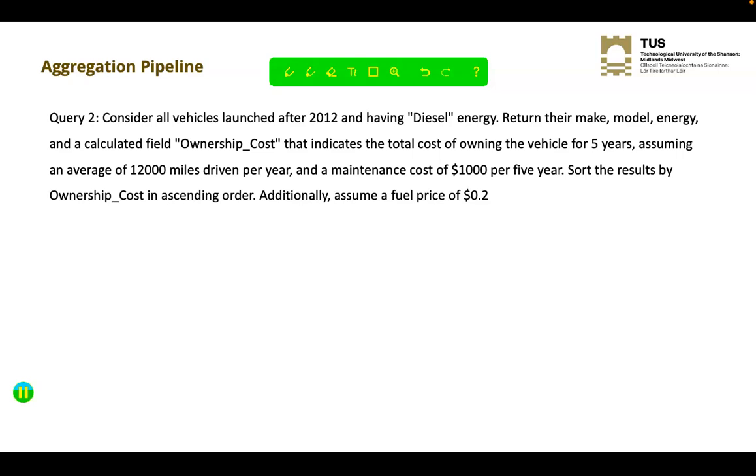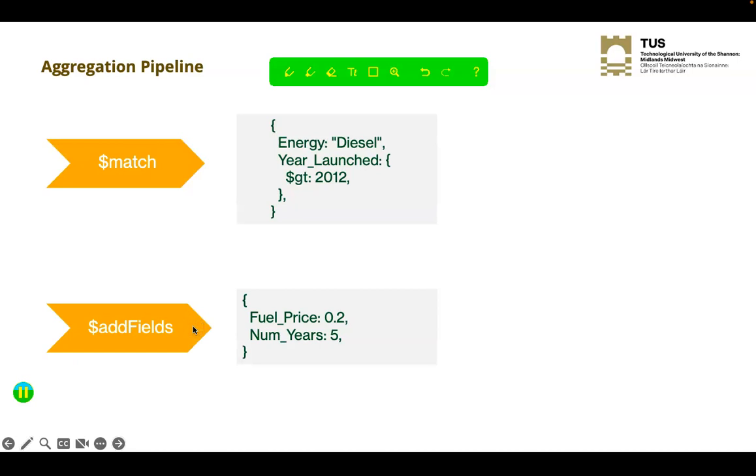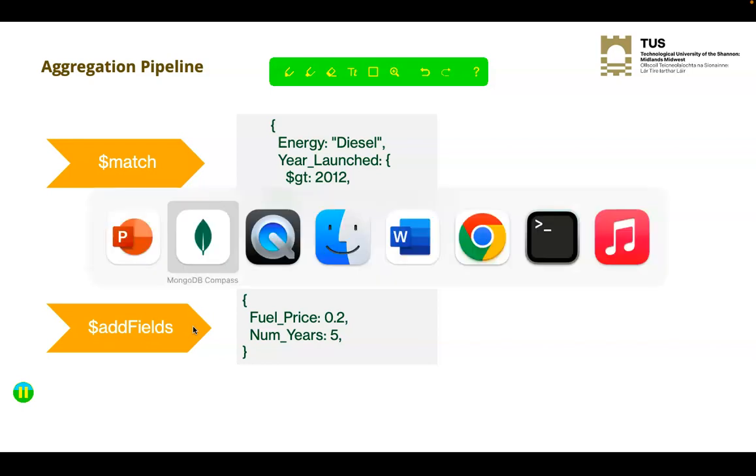As I already told in part 1 of my video, it is always a good habit to split the query into different stages when we are solving aggregation queries. So let's do it stage by stage. The first stage would be your match, that is, filter the documents. We have 1,000 documents, and we have to filter them to only the vehicles which have energy of diesel and year launched after 2012. That's what we do in Compass now.